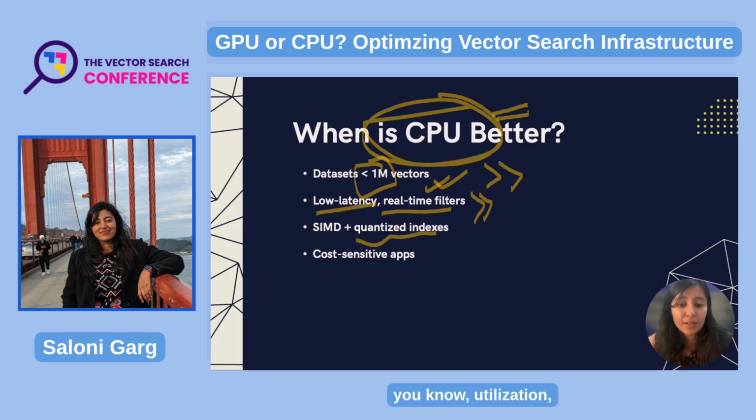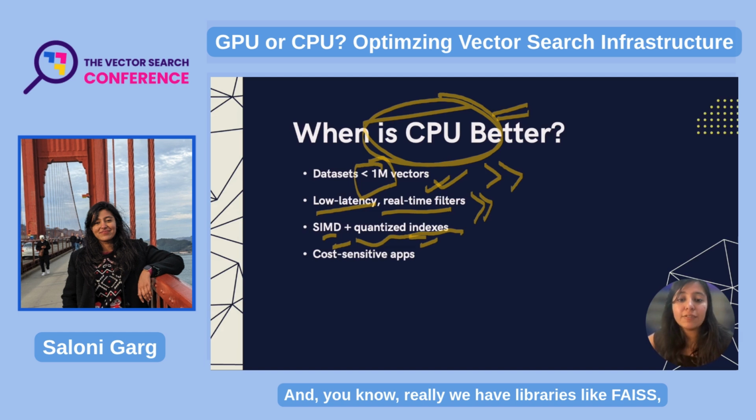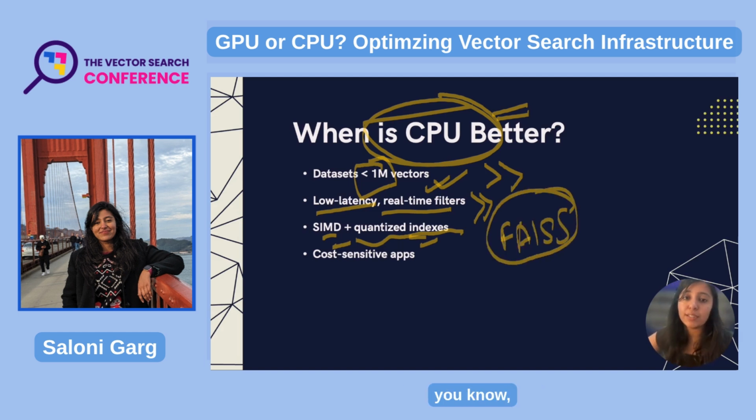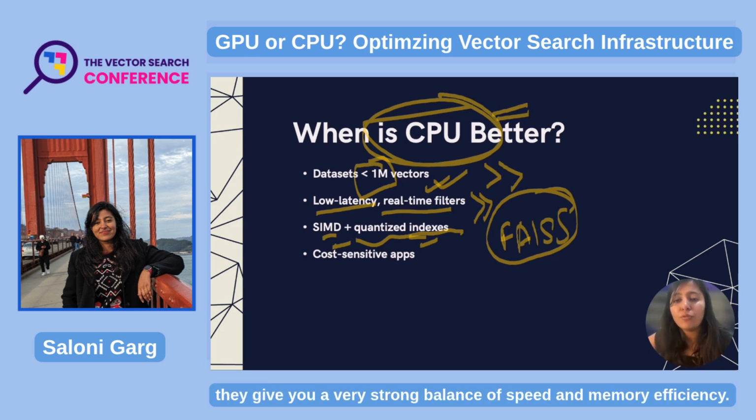Third is hardware utilization: SIMD and quantized indexes. Modern CPUs can use SIMD to accelerate distance computations, and we have libraries like FAISS which exploit the instruction set on modern CPUs for highly optimized top-K inner product or L2 scans. When these are combined with quantized indexes, they give you a very strong balance of speed and memory efficiency.